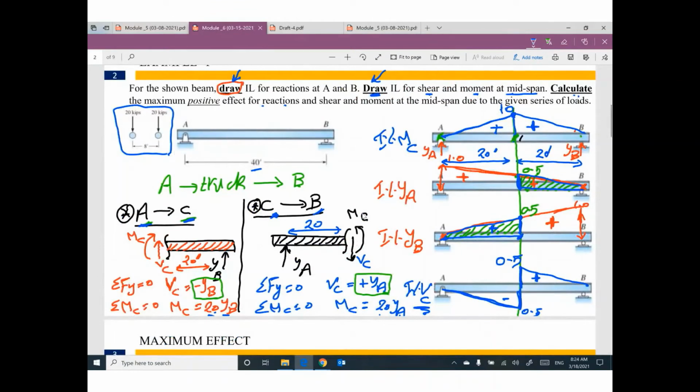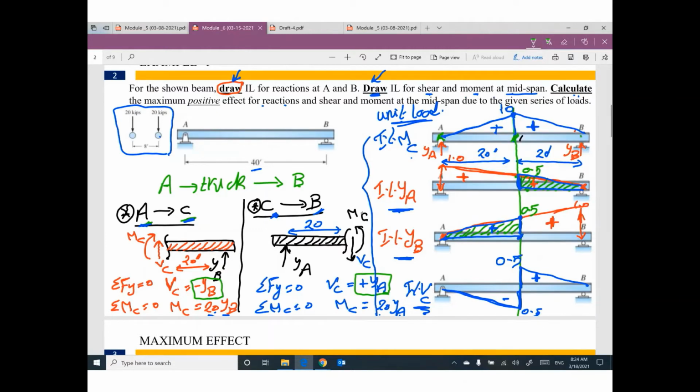So right now, I am done with the influence line for reaction YA, reaction YB, influence line for shear at C, influence line for moment at C. All of these diagrams due to unit load. The third step, we need to calculate the maximum positive effect for reaction and the shear and the moment at mid-span due to the given series of load. Do you know what is the meaning of this series of load?